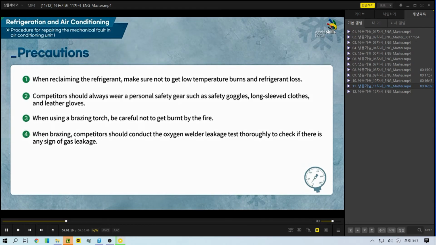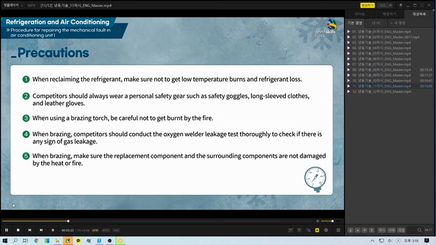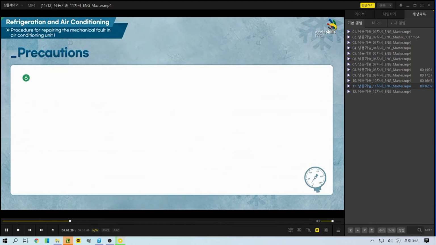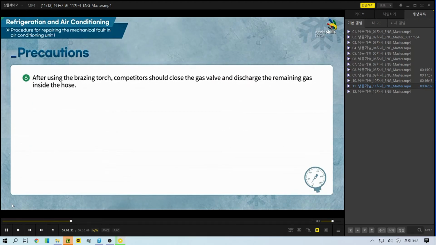Fourth, when brazing, make sure to conduct the oxygen welder leakage test thoroughly to check if there is any sign of gas leakage. Fifth, when brazing, make sure the replacement component and the surrounding components are not damaged by the heat or fire. Sixth, after using the brazing torch, make sure to close the gas valve and discharge the remaining gas inside the hose. Seventh, make sure not to get burnt by the heated copper tube after brazing it.